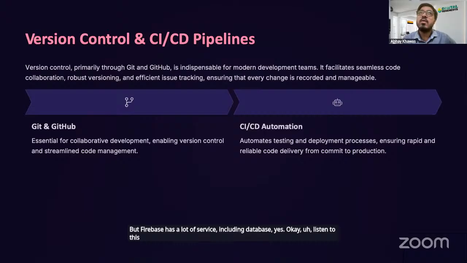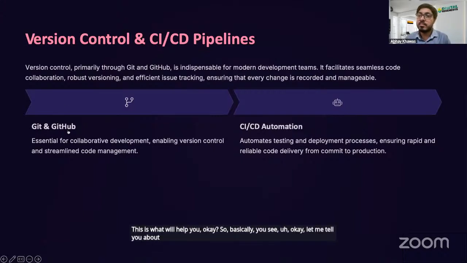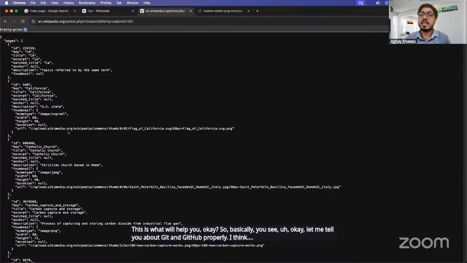Now that you have built your product, what do you want? You want to deploy the product, right? You want the product to be in front of a lot of people. You want your product to be seen, correct? This is what will help you. So let me tell you about Git and GitHub properly. I think this example will help.